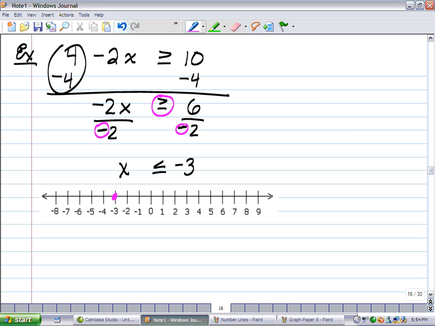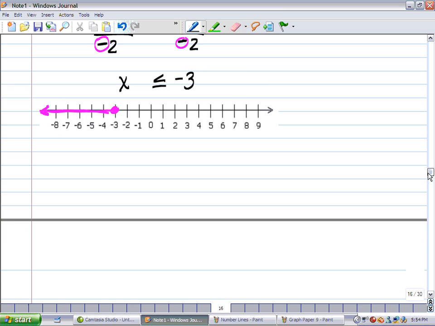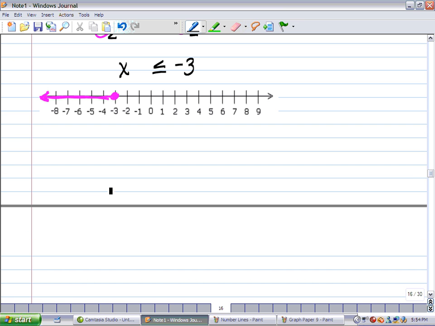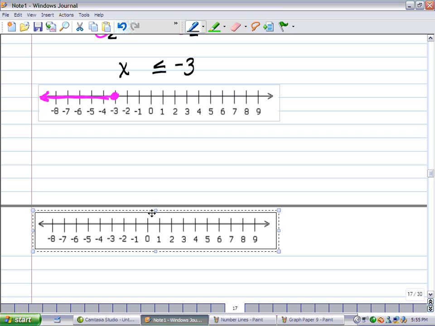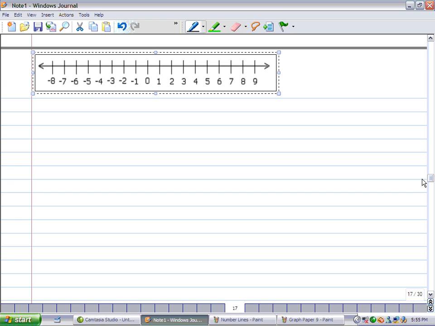Hard to get centered here. And everything to the left. Let's think a minute about why that works. Think about the number line. And when I have the number line, move it down here. I have the number line.